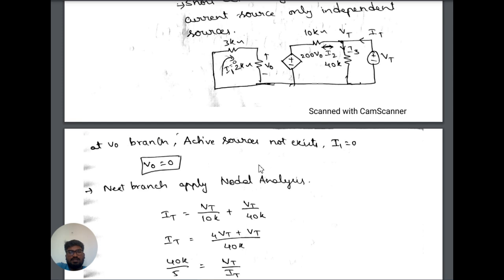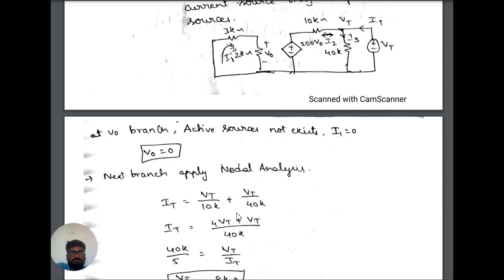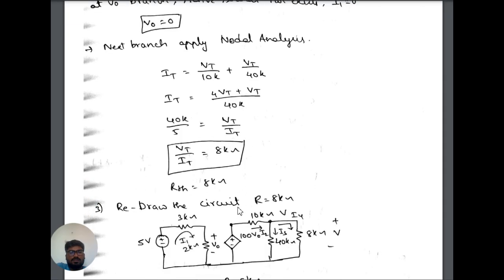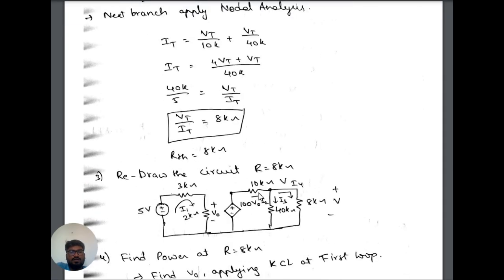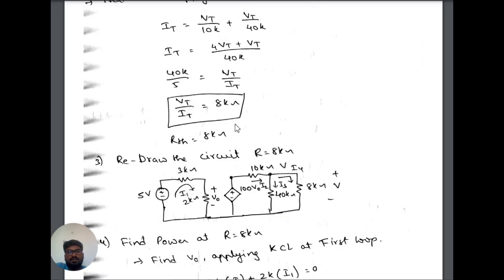We apply nodal analysis here. Then Vt equals It by 10k, as V0 is equal to 0 and it is a short circuit, so this voltage is not considered. Here, another branch gives Vt by 40k. By solving, Vt by It is 8k, so 8 kilo ohms is the RTH value. This 8k is the source resistance. When the source resistance equals the load resistance, maximum power occurs.